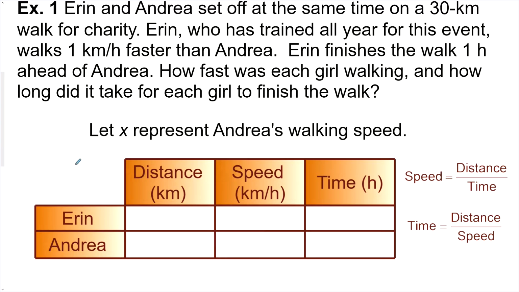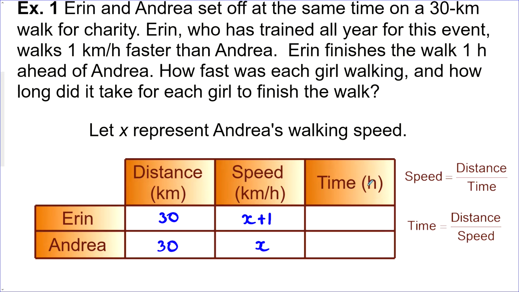It's often beneficial to organize our information in a table for these distance, speed, time questions. Now, x is Andrea's walking speed, and they both went the same distance, 30 kilometers. Aaron walks faster, so his speed is x plus 1. We don't want a new variable for his speed. We want to just write it in terms of the variable we've already declared.